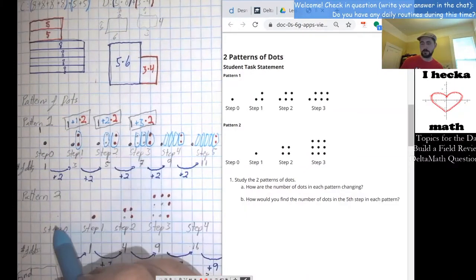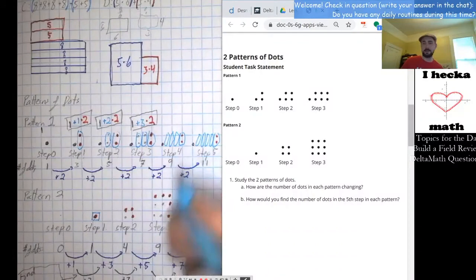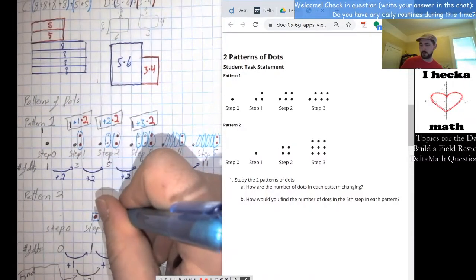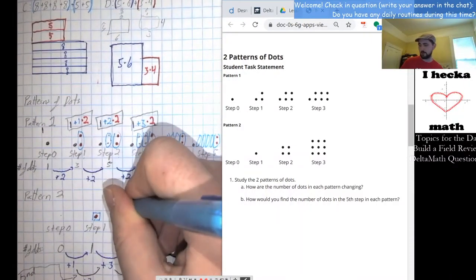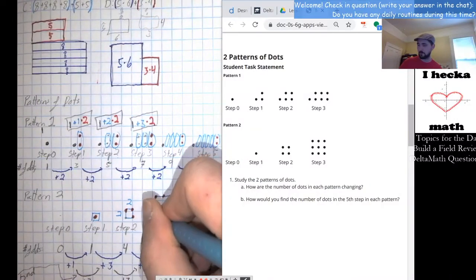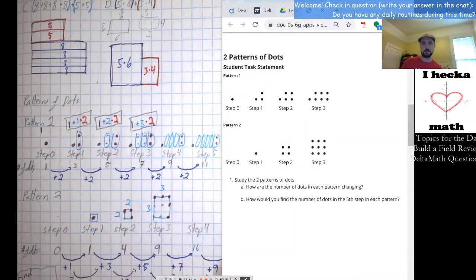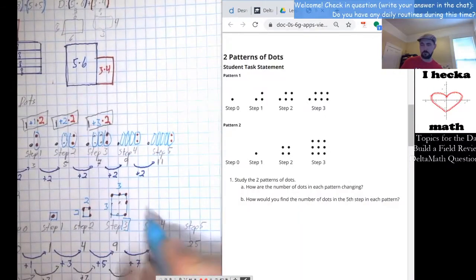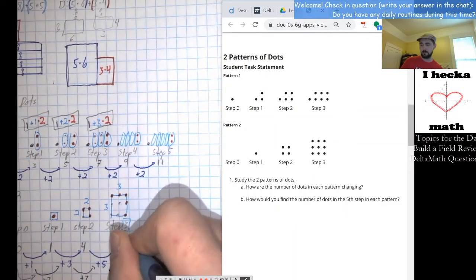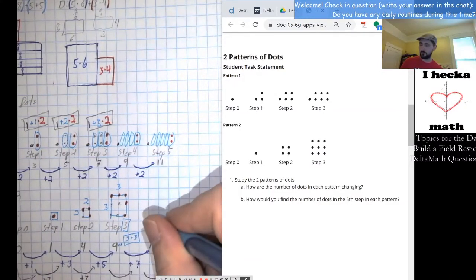Well, step 0 is 0. Step 1 is 1, so it's one dot. But step 2 is 2 dots high and 2 dots across. Step 3 is 3 dots up and 3 dots across. Right? Step 3 is 3 by 3. And 9 is 3 times 3.